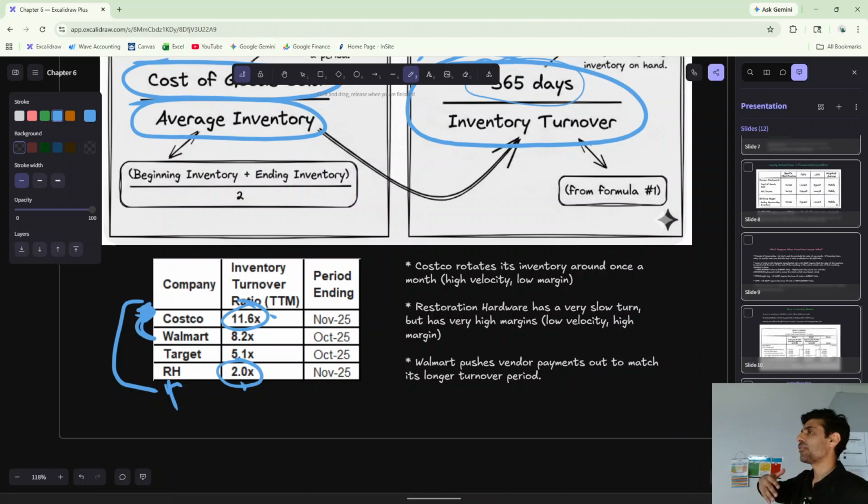So they buy stuff from their vendor, the vendor says, "Hey, you owe me $100 in 30 days." Costco will sell those items for $200, give 100 to the vendor, and keep 100.